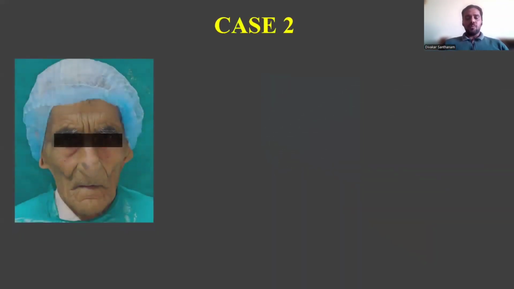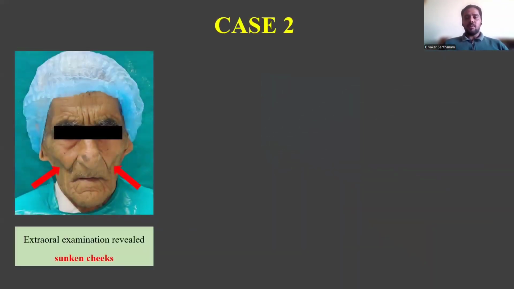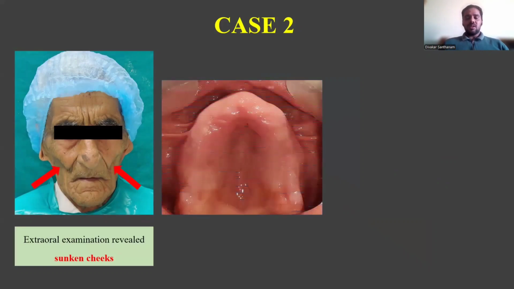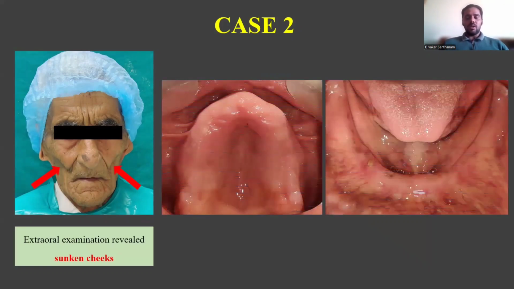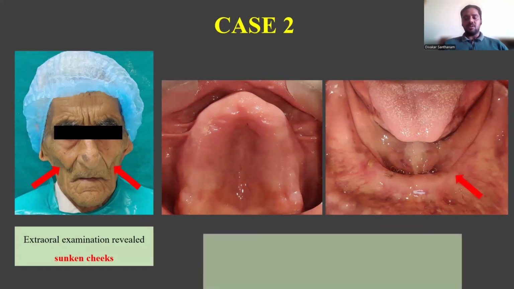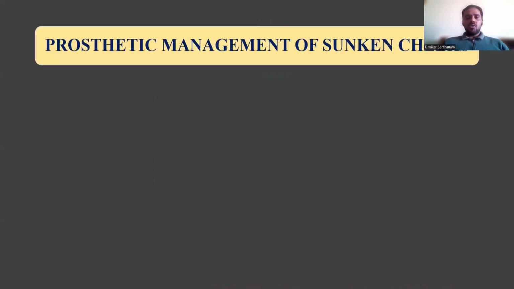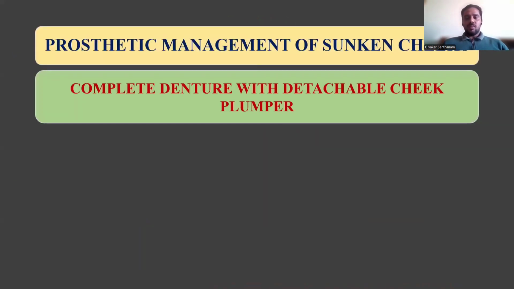Coming to case two, when we examined the patient extraorally, we could appreciate a sunken cheek. The patient is completely edentulous, the upper arch is well rounded, but the lower arch again has a resorbed ridge. So for management of this sunken cheek, we planned a cheek plumper, which can be given as an undetachable or a detachable one. If we go for a detachable one, it will be more advantageous because the patient can use it when required. When it is undetachable, it will increase the weight of the prosthesis, which will compromise the retention of the prosthesis.